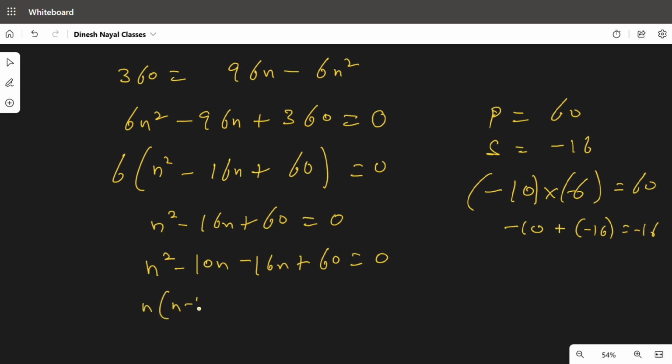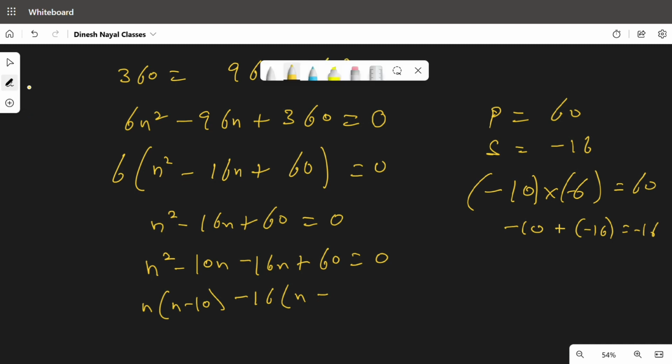So you can take n common, this is n minus 10. From here you can take minus 6 common, so this will be n only, because as you have taken the minus sign, this will become negative. Oh, no. Why have I written 16? I'm sorry for this. This is actually 10, not 16. Minus 6n, and over here also I have written minus 16, this should be minus 6. Minus 10 minus 6 is minus 16.